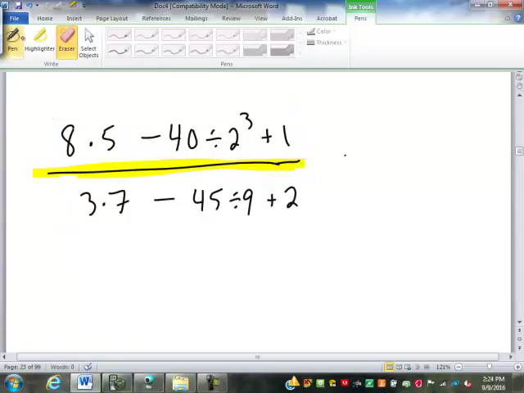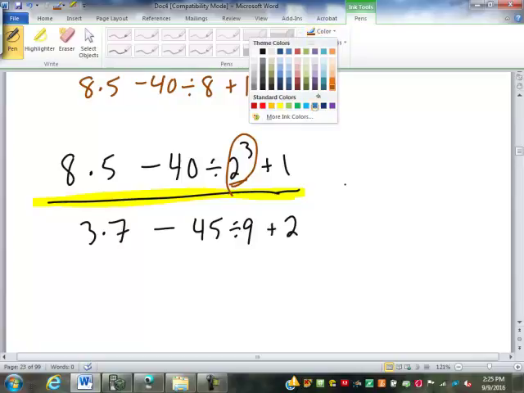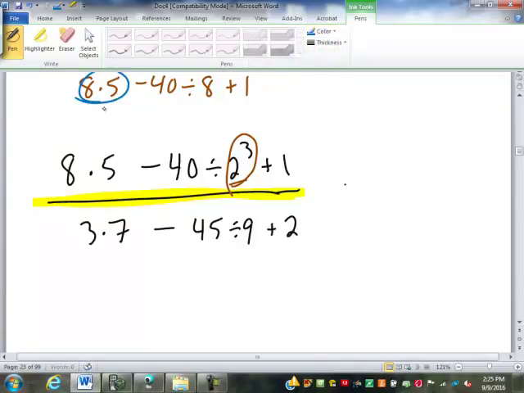So looking at the top up here, what do we have to do first? Careful. We have an exponent yet. We've got to do the exponent first. So we have 8 times 5 minus 40 divided by 2 to the third power is 8, perfect. 2 times 2 times 2 is 8. Now we go back and do the 8 times 5, which is 40.